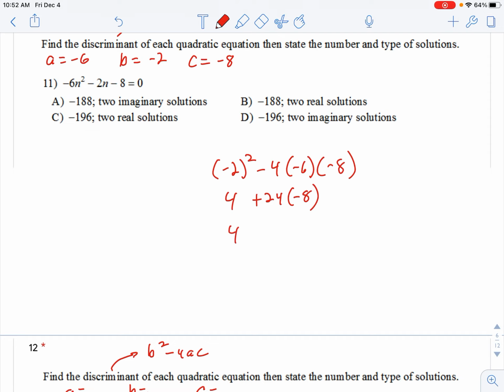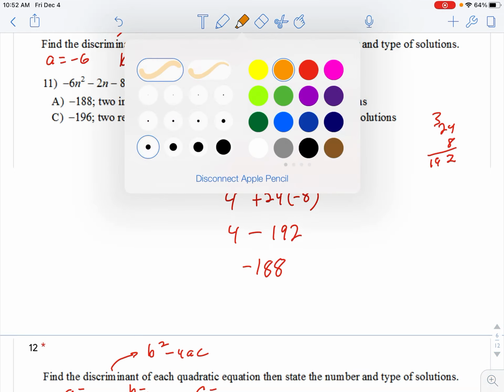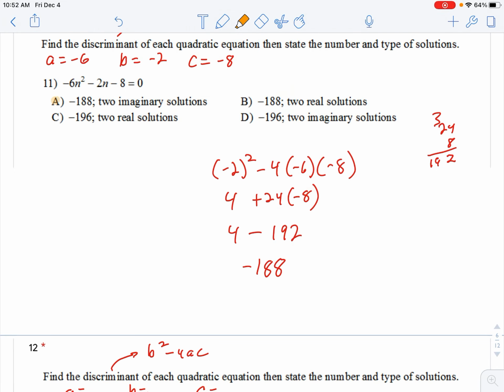That's going to be 4. Let's see, positive times negative is negative. 24 times 8 is 192. You know what? I'm just going to do it over here. 8 times 4 is 32, carry the 3, 16, 192. 4 minus 192 is -188. So the answer is going to be either A or B.